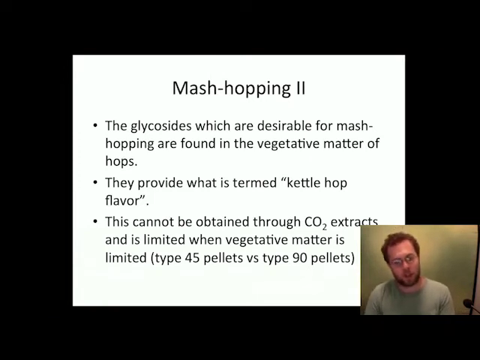And so these glycosides that are desirable for mash hopping are found in the vegetative part of the hops, the kettle hop flavor, as I had mentioned. But you can't get this through CO2 extracts, so that's an important thing to keep in mind. And it's also limited by the type of pellet you're using. Type 45 pellets are going to have a lot less of this particular compound than the type 90 will. The type 90 should have much more in it.